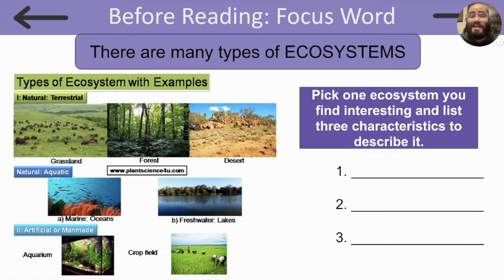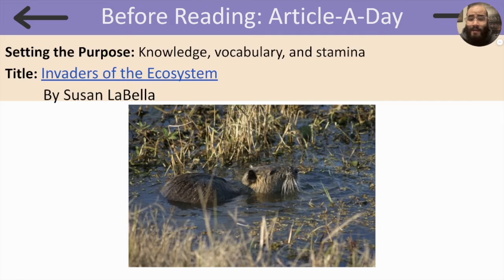I picked the desert ecosystem, and here are the 3 characteristics I wrote down. First, the desert is very dry. Second, it's also very hot. And third, it's very sunny. Let's get into our article a day, Invaders of the Ecosystem.